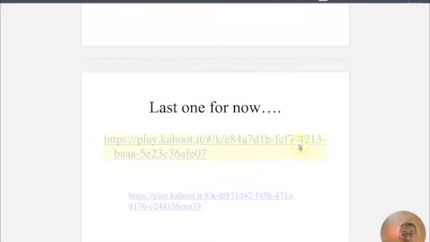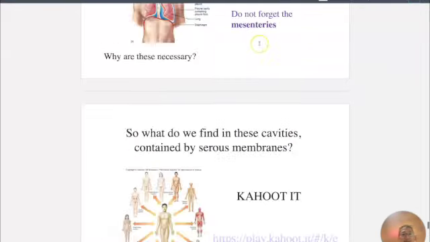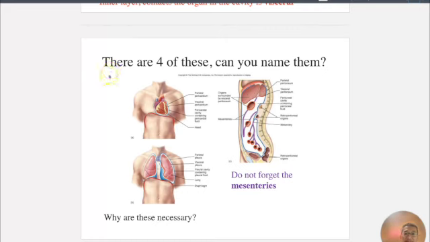So that is chapter 1. Several things to remember. All of the cavities: pericardium, the pleura, the peritoneum, and the mesenteries.